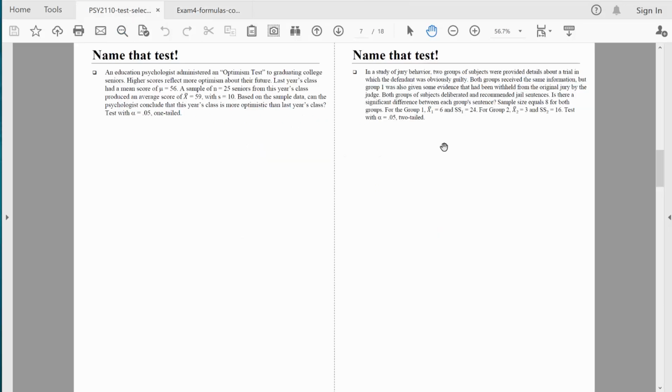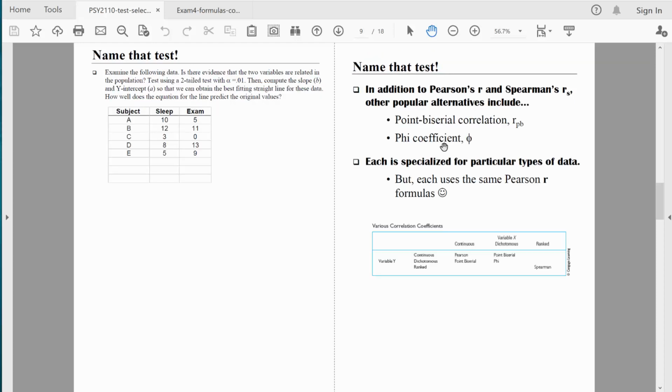So in this particular situation, the appropriate test is the independent samples t-test. I hope you're starting to get the hang of this. Let's go ahead and look at another one. This says, examine the following data. Is there evidence that the two variables are related in the population?